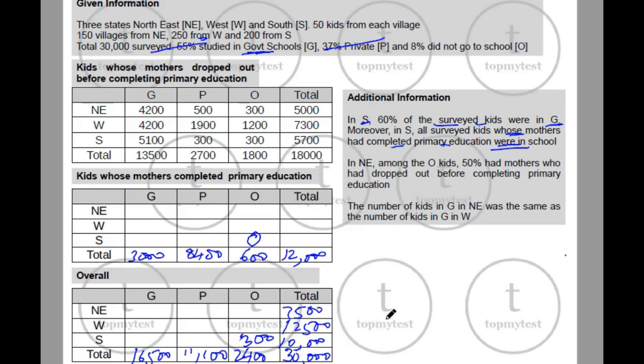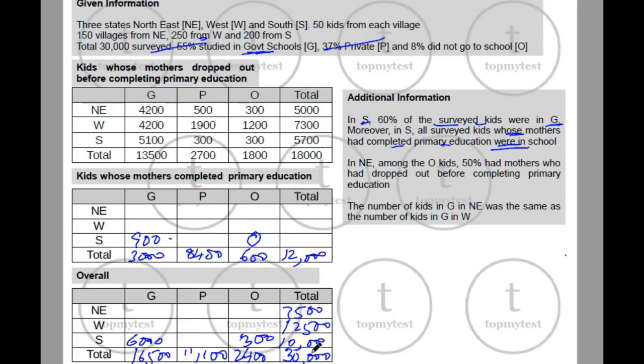Okay, so this is the total here. Now out of this 10,000, 60% are in G. 60% will be 6,000 here, which means 6,000 minus 5,100. Sorry, this number will be 6,000 minus 5,100. That will be 900.